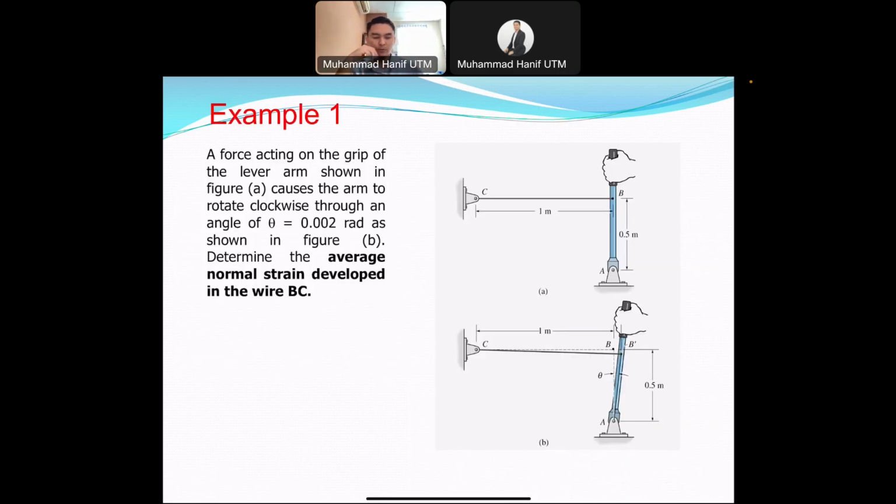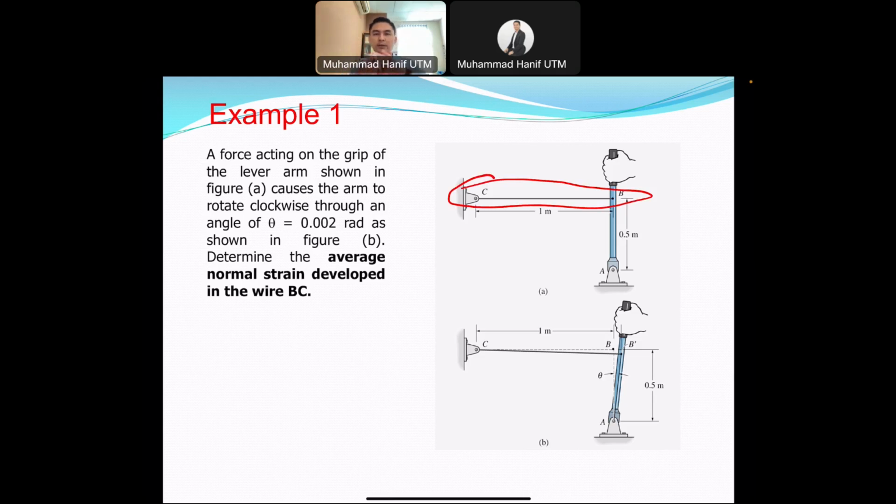All right, so we move to example one. Example one: a force acting on the grip of the lever arm shown in figure A causes the arm to rotate clockwise through an angle of theta equal to 0.002 radian as shown in figure B. Figure A is the original position. Figure B is the final position. What you have to find is to determine the average normal strain developed in the wire BC. So we do have a wire BC there.